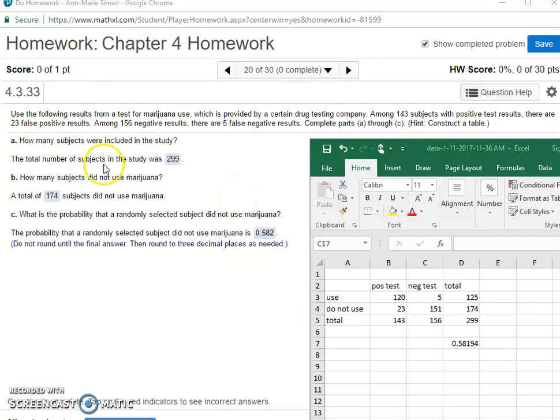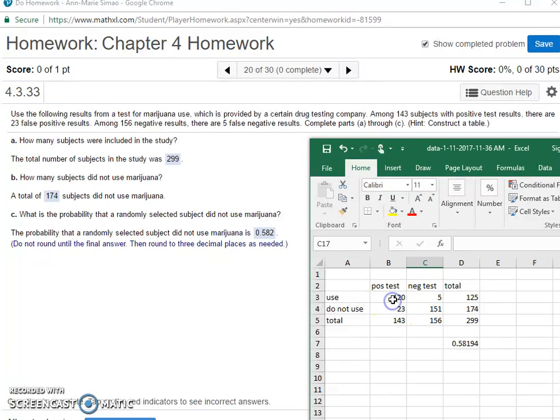What we started was we organized our data. So we had 143 with positive test results. And so positive, we had a total of 143. 23 were false positive, which means they don't use it. So we determined 143 minus those 23. 120 actually used it and had a positive test result. We did the same thing with the negative column.